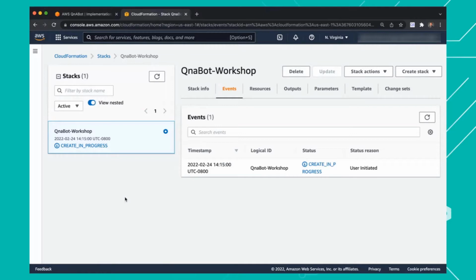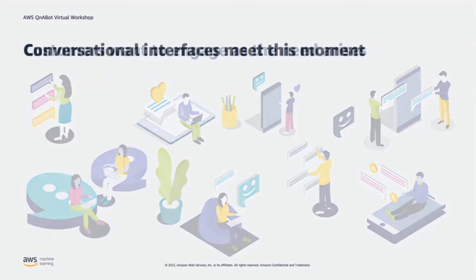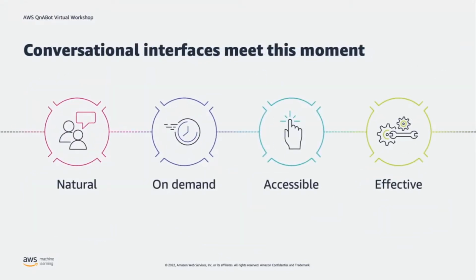Now let's go back to the slides on QnA bot. So why are we talking about QnA bot and chatbots in general? And the reason for that is customers want to engage as the need arises. They want to simply ask questions or learn about a topic or get tasks done. Conversational interfaces meet this moment. They're natural. They're on demand 24/7, 365. They're accessible from a variety of different devices, and they're becoming more and more effective at meeting our customers' needs anytime.